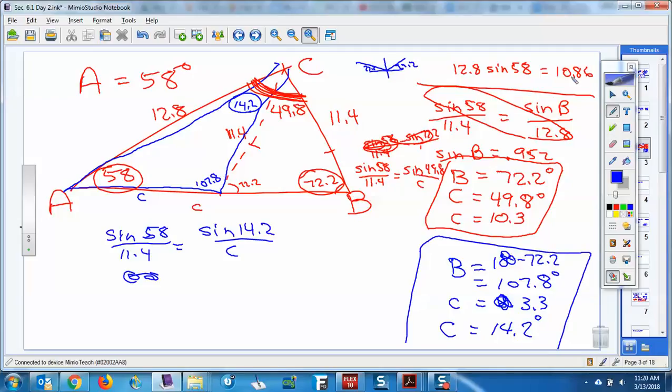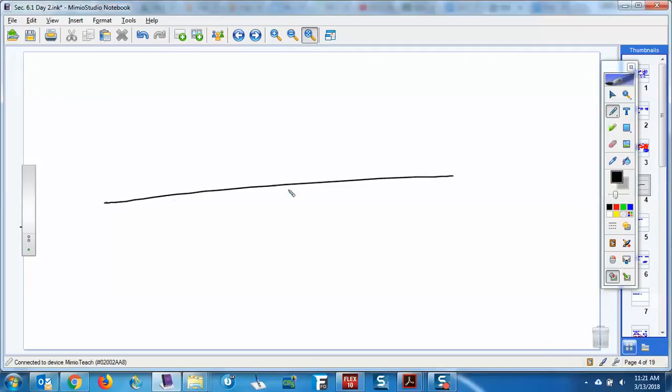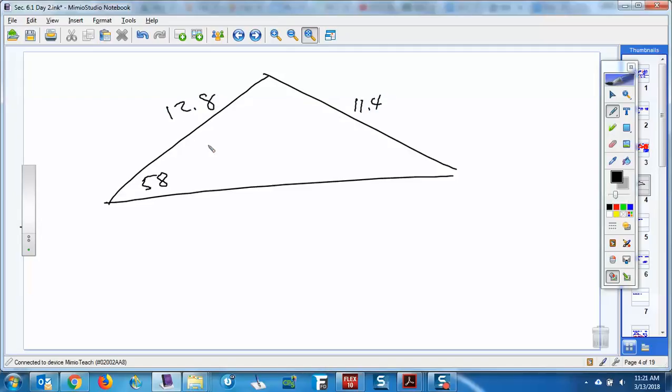Okay, now if we had not done the whole B sine A thing, how would this have looked? Here, so let me summarize. If you want to double check or you're not confident on the whole 1, 2, or 0 thing, then what this could look like, let me do it in black, is you could have just started, well, let me just redraw. You could have just went like this. You could have said, okay, this is 58, this is 11.4, this is 12.8. You could have said, all right, sine of 58 over 11.4.